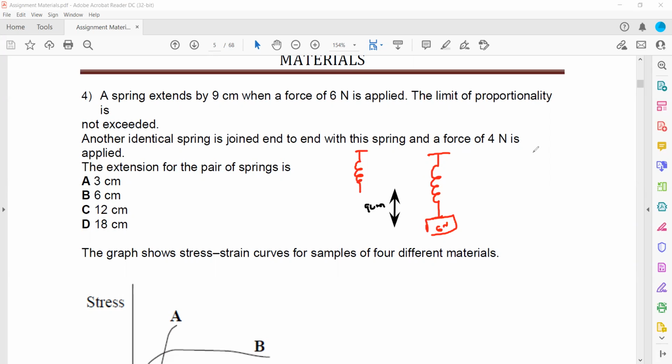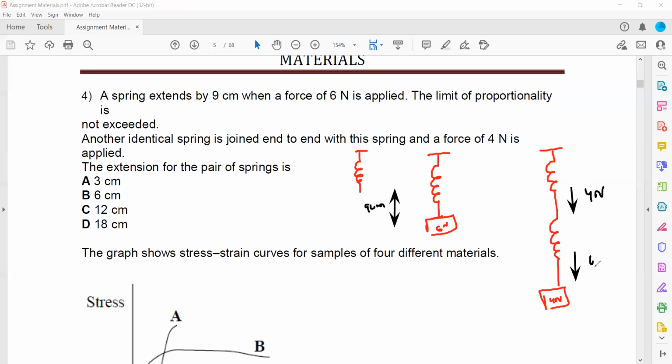they're saying now we connect the identical spring, the same springs end to end. So for example, this is spring 1, and then we connected another spring 2, and then we applied a 4 Newton load. So when we apply a 4 Newton load, each spring will experience a 4 Newton load. So there will be a force of 4 Newton on spring 1 and there will be a force of 4 Newton on spring 2 because they are connected end to end.